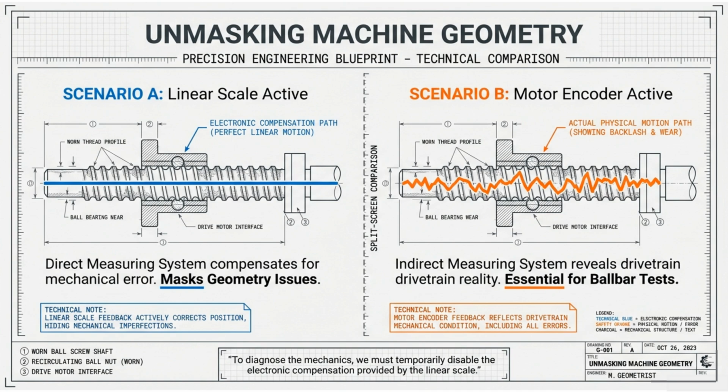Comparing linear scale active, scenario A, and motor encoder active, scenario B, shows how direct measuring systems mask geometry issues by compensating for mechanical error. Indirect systems are essential for Ballbar tests, as they reveal the drivetrain's true mechanical condition.